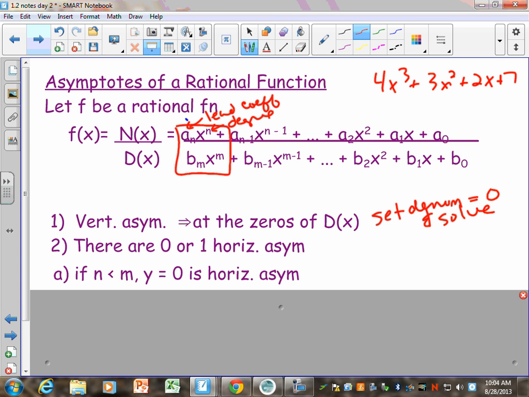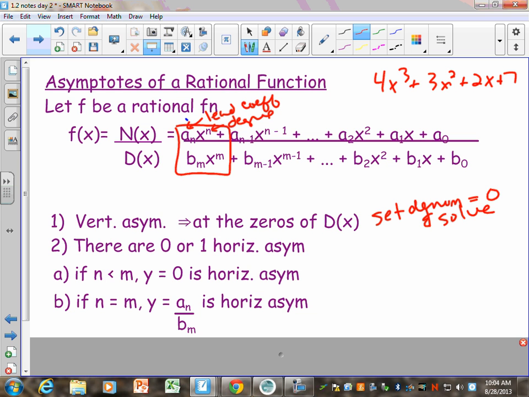If the numerator degree is less than the denominator degree, then your horizontal asymptote is always the x-axis, like 1 over x, which we graphed yesterday. It's always the line y equals 0. If the numerator degree is equal to the denominator degree, that's where you take the leading coefficients. So that's where this comes from, right? You take the number in front. So it could really be any number, because it's just whatever the leading coefficients are.